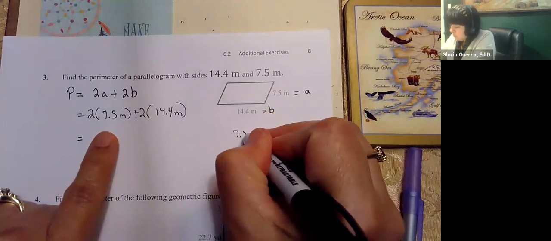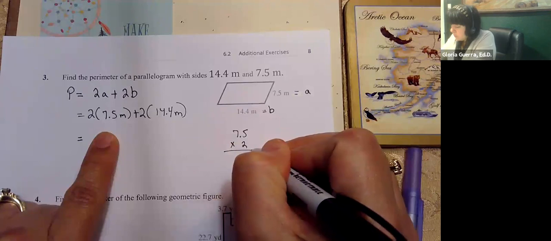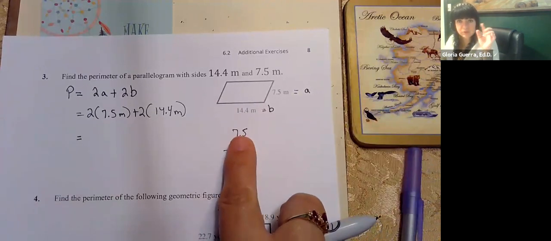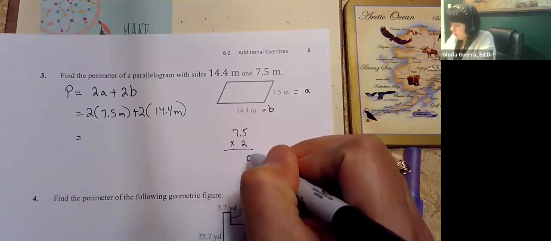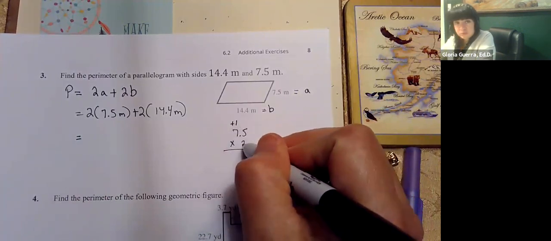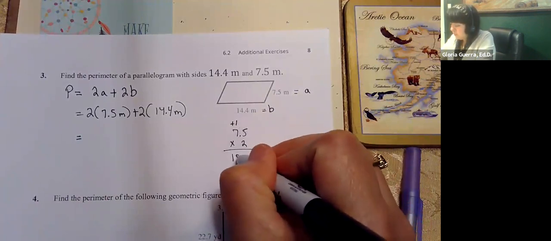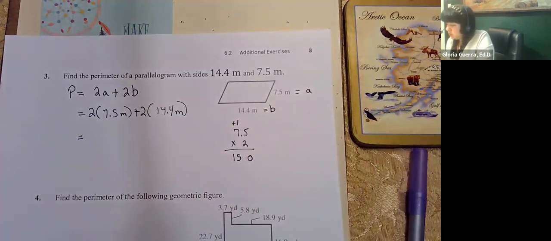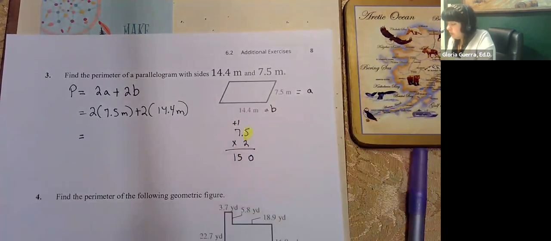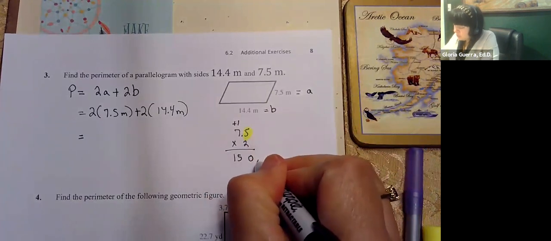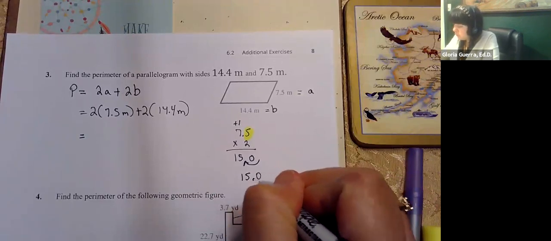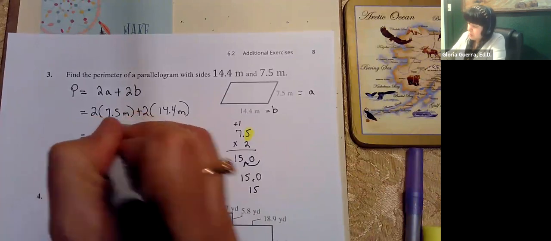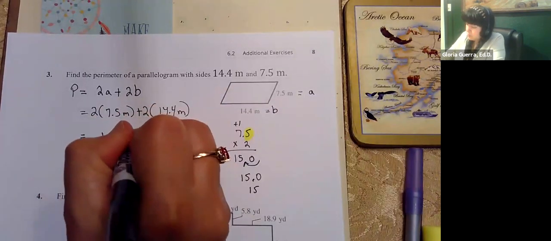So I'm going to show 7.5 times 2. So the number with the most digits goes on top. This has 2 digits, this has 1. So the number with the most digits goes on top. And you start multiplying. 5 times 2 is 10. Write down the 0, carry the 1. 7 times 2 is 14. Plus 1 is 15. Okay, and you have 1 decimal move right here. So that means you're going to start at the end and move this to the left 1 time. And that means you just have 15 units because 15.0 is 15 units, and it's going to be meters.